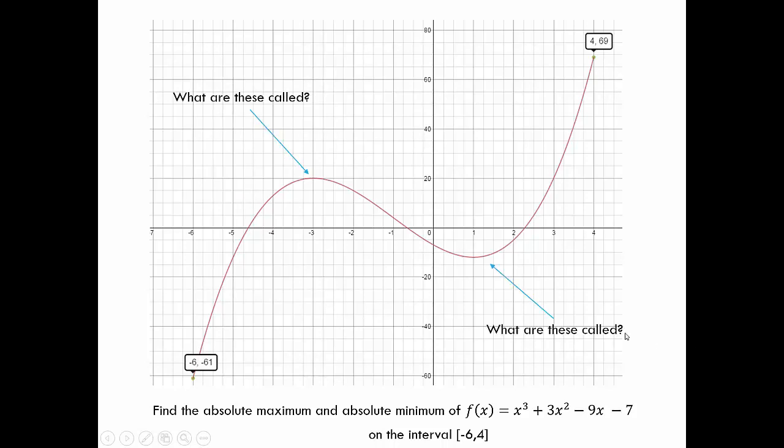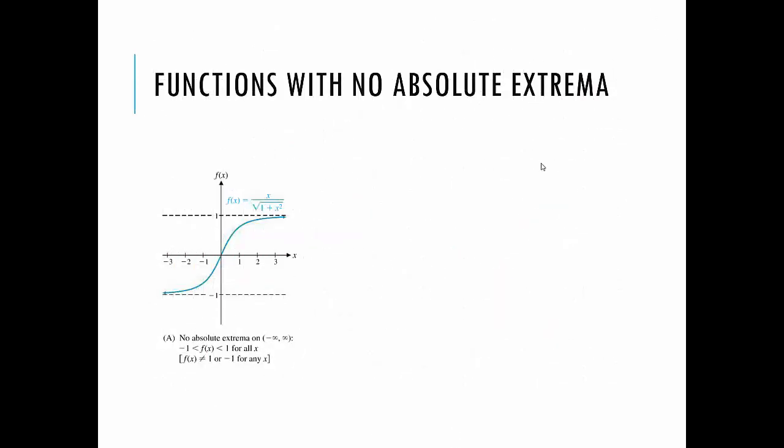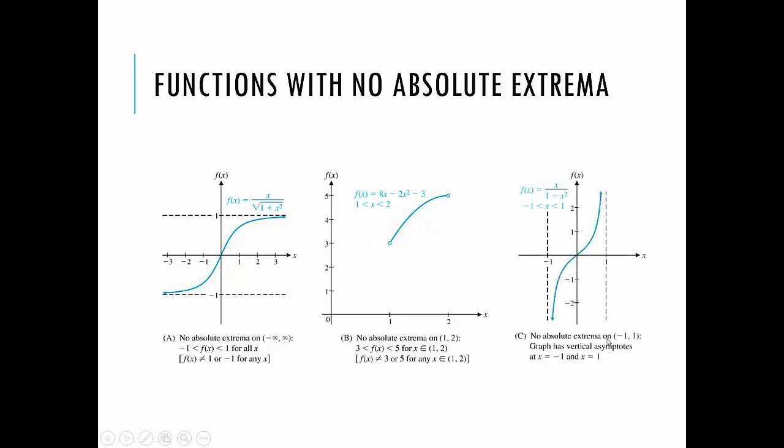And remember what these values are called. These are my critical points, which in this case would be my local max and my local min. Certainly we can have functions that never have a max, they continue on forever, or never have a min. Notice if I have an open interval here, I'm not going to have a max or a min. And then of course notice here, if I have vertical asymptotes, this is going up and down forever.